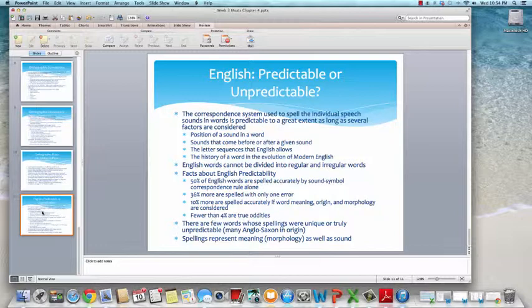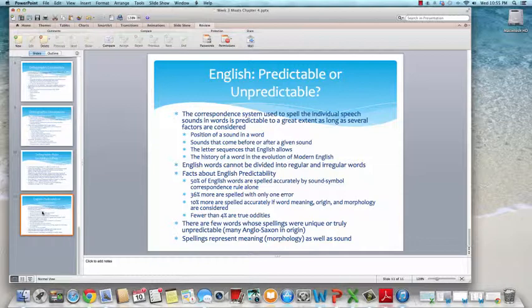That means fewer than 4% are true oddities, and that's the example I used earlier, such as said. There are few words whose spellings are unique or truly unpredictable in the English language, and many of those are from our Anglo-Saxon roots, because again, we imposed this 26-letter alphabetic system onto a language that was much more complex and had probably more than 44 phonemes at the time, considering the elongation of the vowels. And so that's why we encounter what we see as problems when we are considering English orthography and teaching spelling. But it's all predictable. There's a reason for everything and why it's like that. You just have to have the linguistic knowledge to understand it.